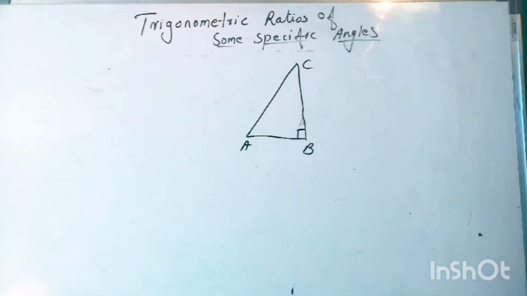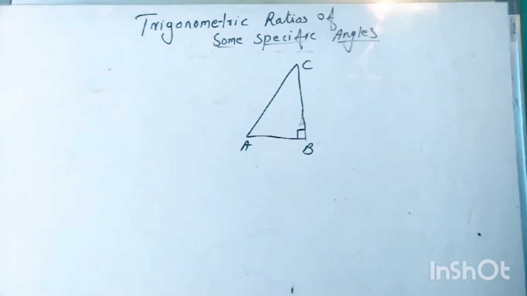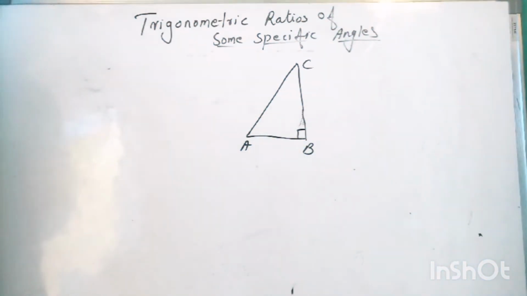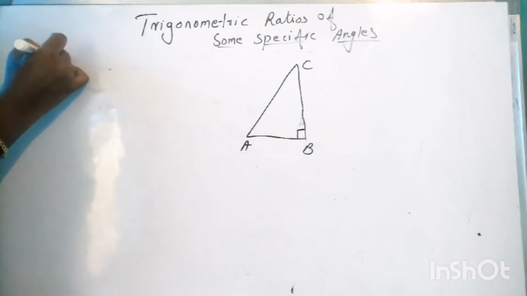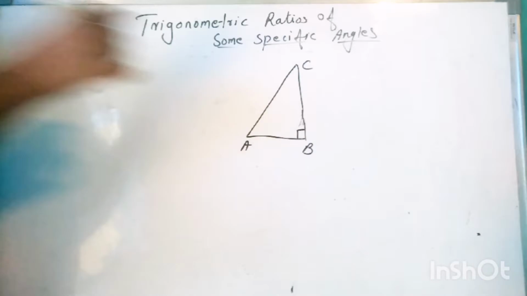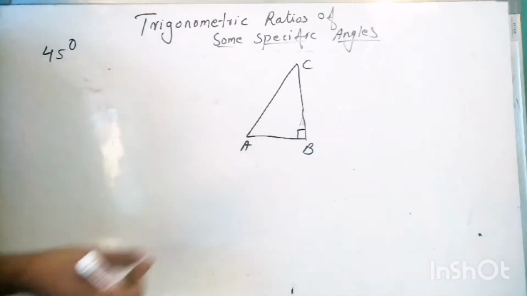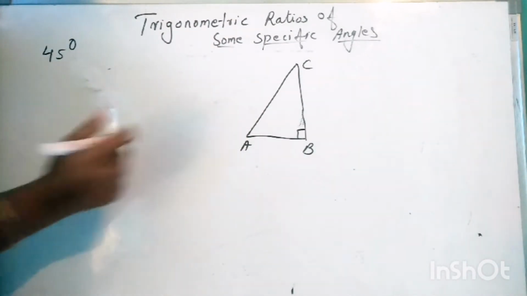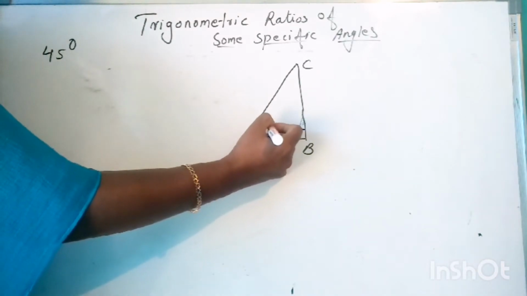Today we are going to discuss trigonometric ratios of some specific angles. The first one is trigonometric ratios of 45 degree. So consider one triangle ABC and it is right angled at B, and suppose one angle is equal to 45 degree. Suppose this is 45 degree.